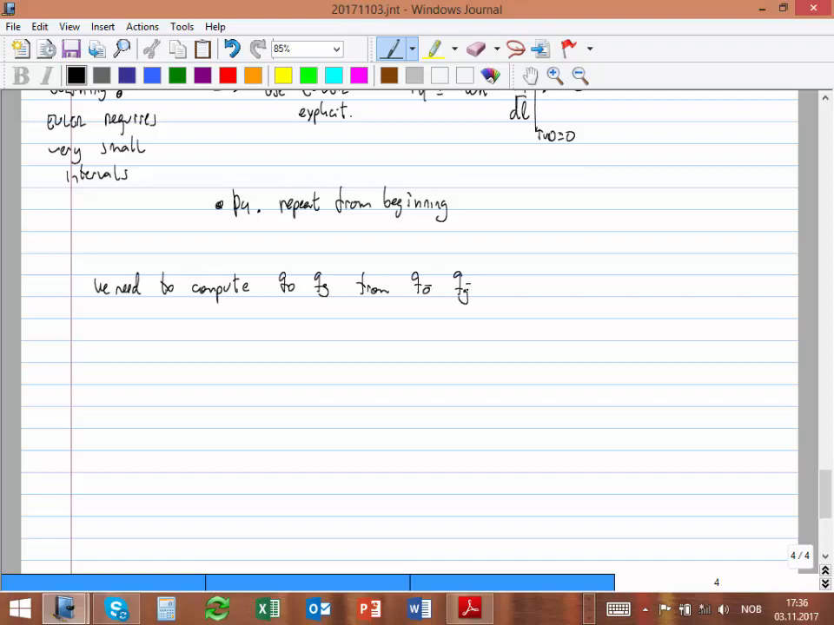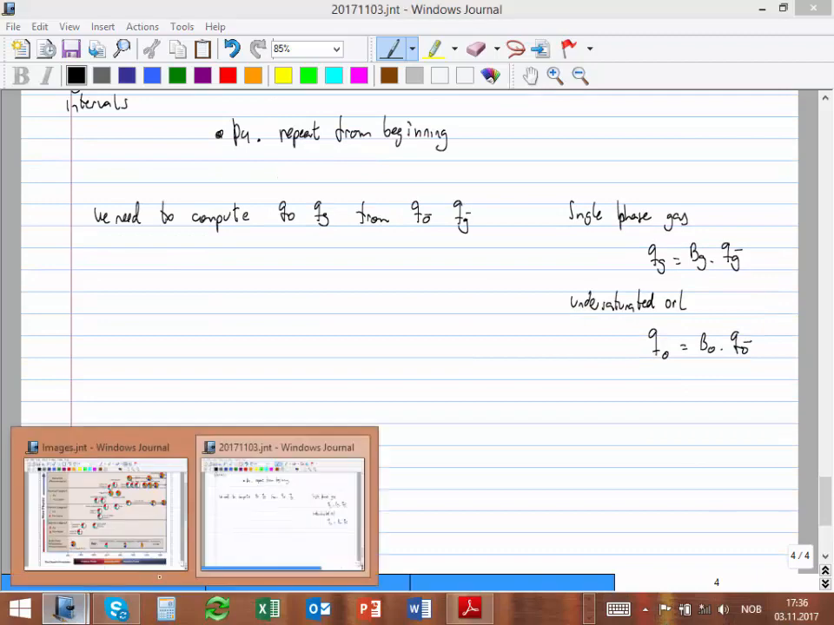And I told you that for single phase gas, it was just Qg equal to Bg times qg, right? And for undersaturated oil, it was just Qo equal to Bo times qo. Okay, but when we have a mixture, it's not so simple. So I'm going to show you how the conversion works.